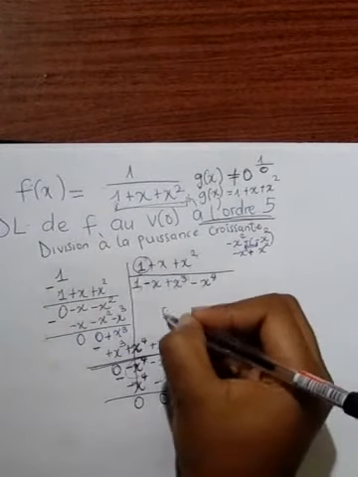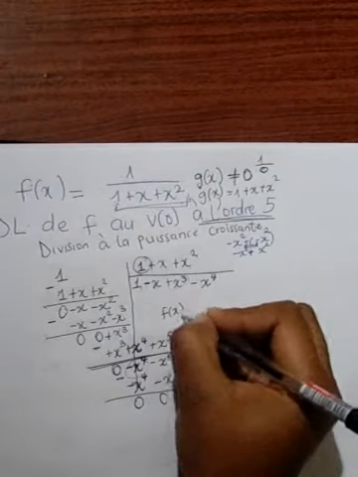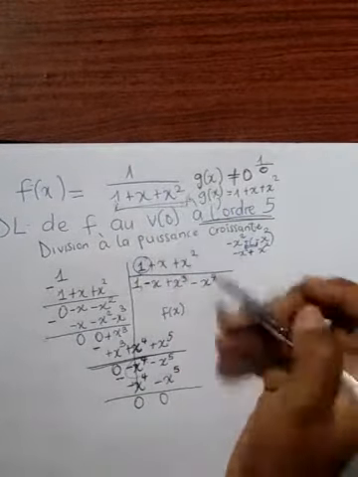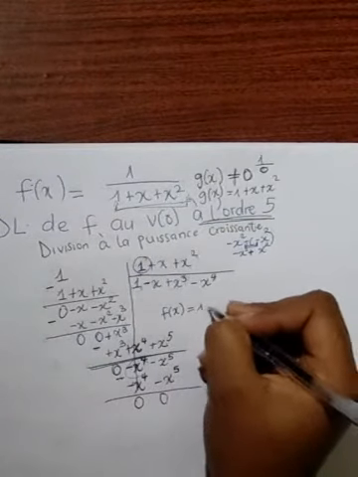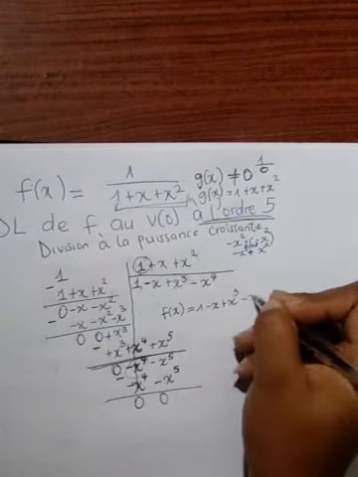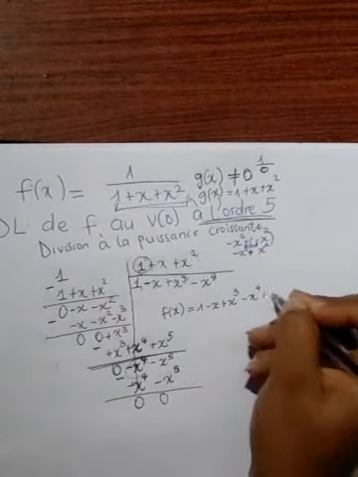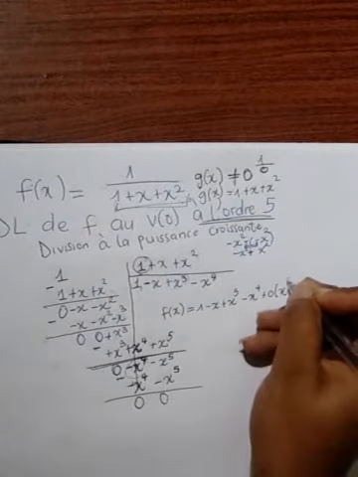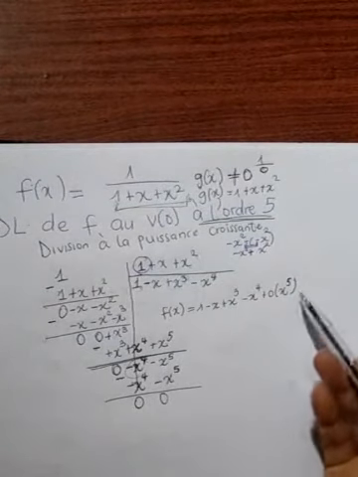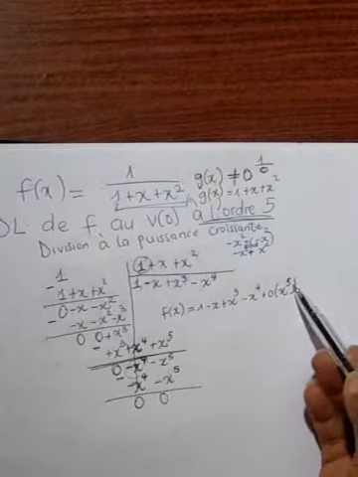So finally, f of x, which is equal to 1 over 1 plus x squared, will be equal to 1 minus x plus x raised to the power of 3 minus x raised to the power of 4 plus petit e de x raised to the power of 5, because we are going to the order of 5, so we have to finish it up with petit e de x raised to the power of 5.